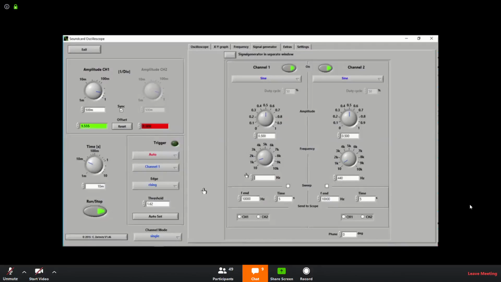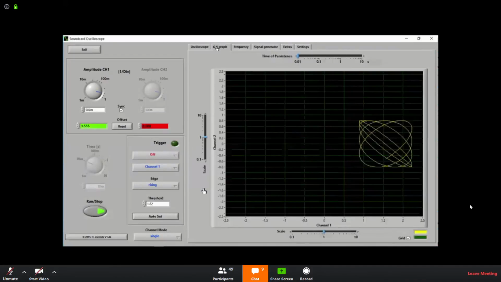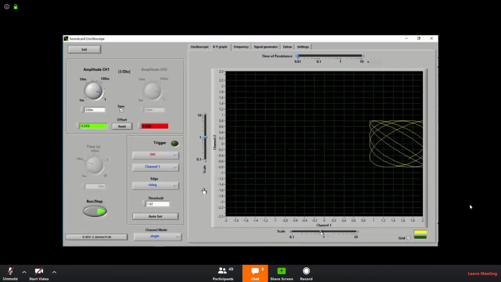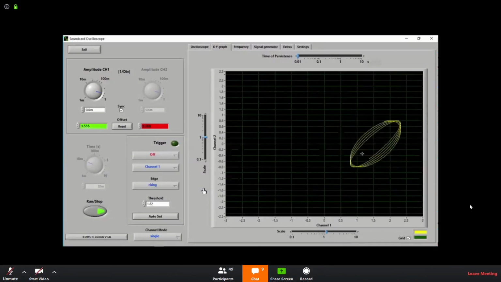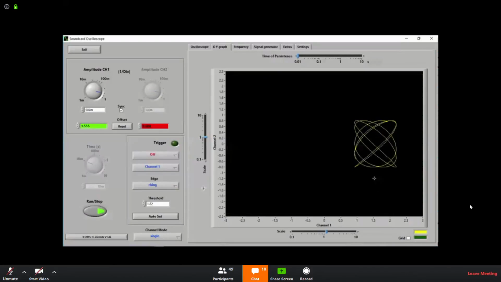Suppose here you set 450 hertz. See, now you can see something really exciting. This is known as the Lissajous figure, and it keeps changing from time to time. If we remove the grid, you can see this plot.